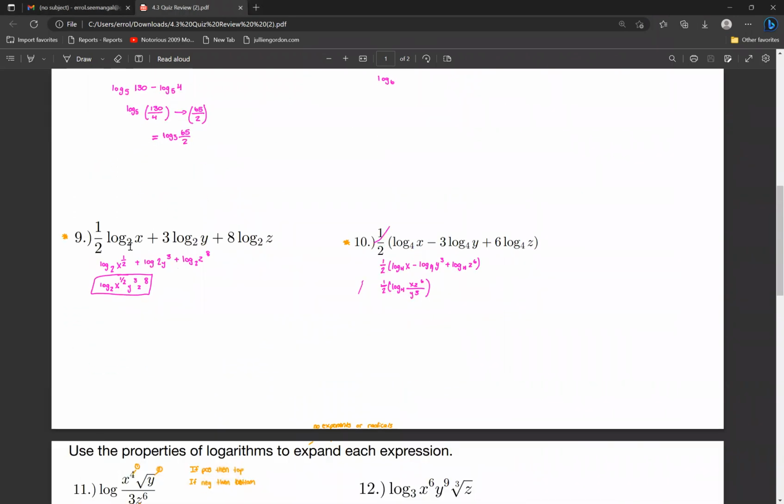Okay, so 9: half log_2 x plus 3 log_2 y plus 8 log_2 z. So we've got addition here, right? Okay, so let's see what you got here. You put the half there, the 3 there, and the 8 there. Then you wrote it as one log, right? x^(1/2) y^3 z^8. So this should be a subscript 2, right? It's not a big 2. That's a subscript 2. Yeah, that looks okay.